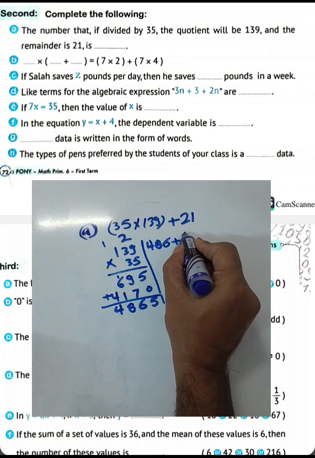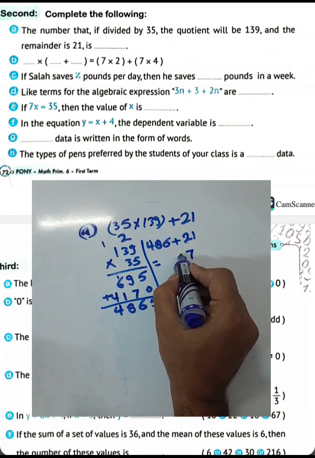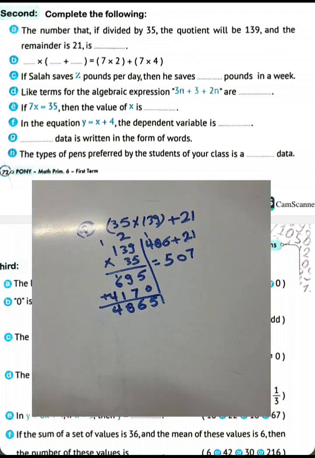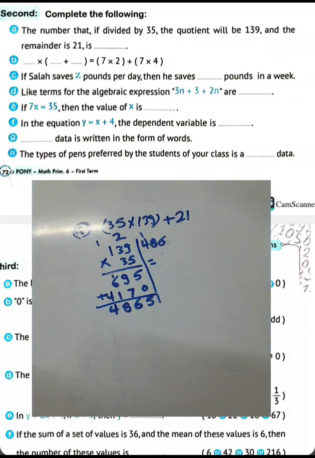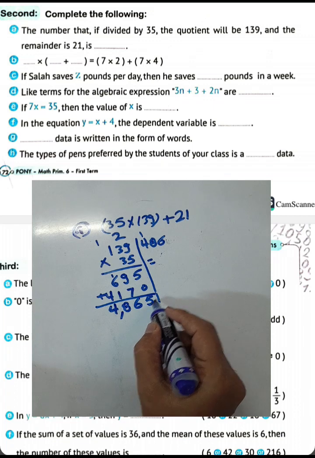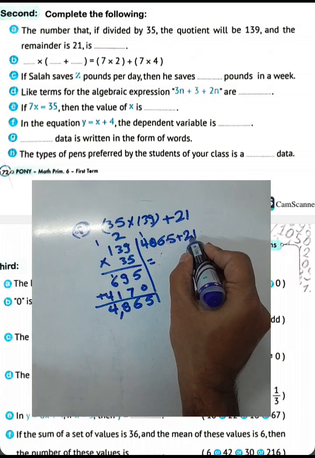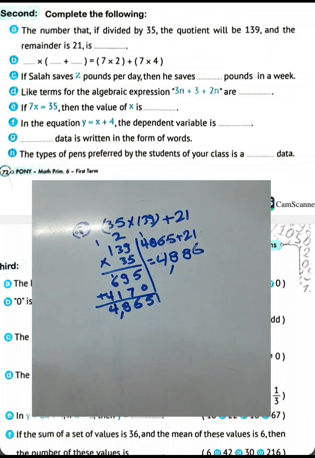Then the result here is 4,865, plus the remainder to find the dividend. 4,865 plus 21. 1 plus 5 equals 6. 2 plus 6 equals 8. And write 8 again, and the result will be 4,886.